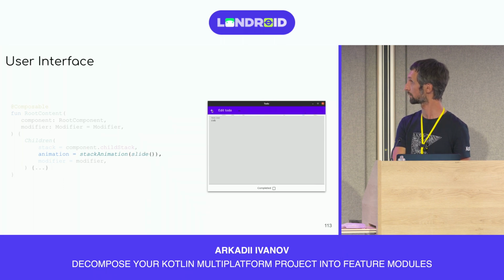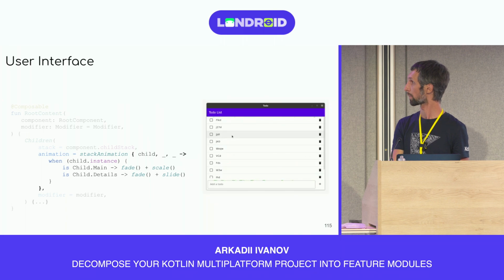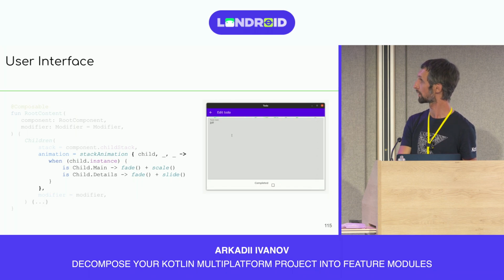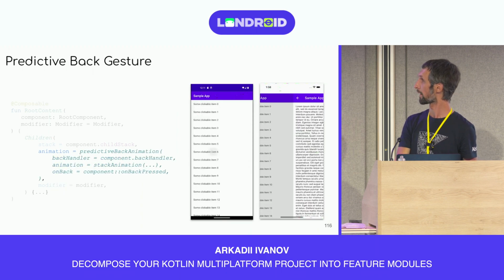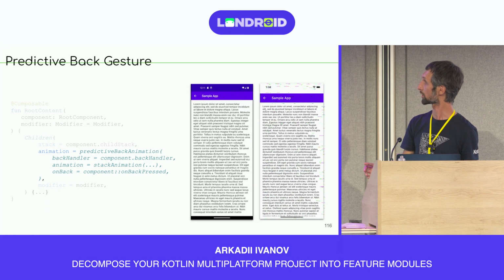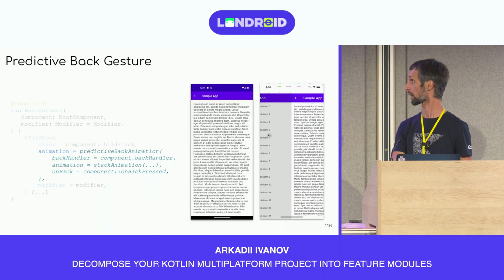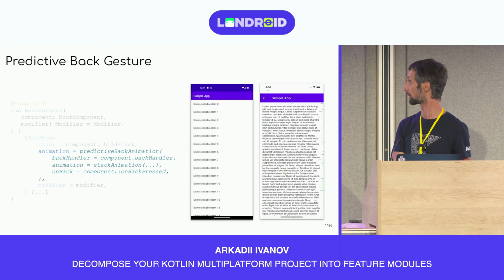This is a slide animation that basically slides horizontally. You can also combine animations with the plus operator, and in this case, it's fade plus scale. And it's also possible to provide different animations for different child components. In this case, the main animates fade plus scale, and the details fade plus slide. And it also supports predictive back gesture since recently, on both Android and iOS. On Android, it works obviously starting with Upside Down Cake version, where it was introduced, but on all other targets, including Apple, it works on all possible versions.